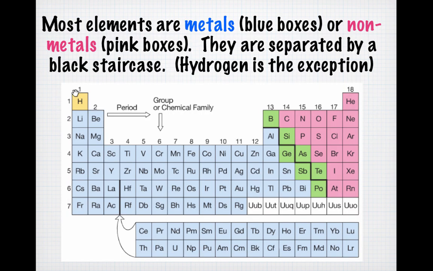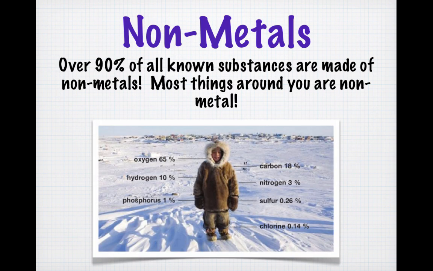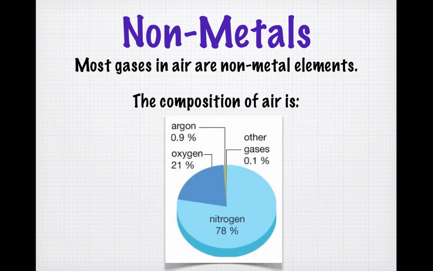Now that we've discussed metals, let's go through nonmetals. Over 90% of all known substances are made up of nonmetals, and most things around you are nonmetal. When you think about the air that we breathe in, most gases within the air are nonmetal elements. The composition of air is nitrogen, oxygen, argon, and some other gases.